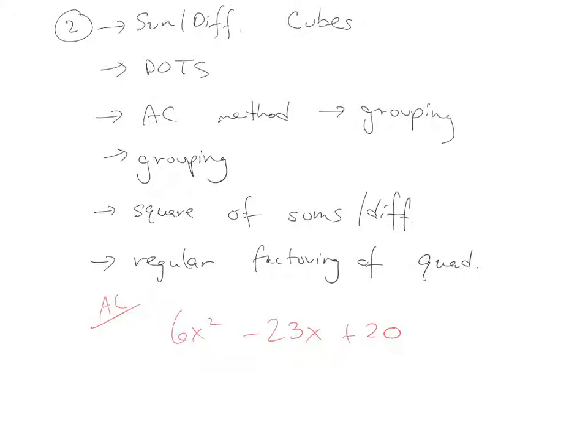Since it was George's favorite, let's see if George remembers how to start it. What do we start with, George? You know, 6 times 20, you get 120, and then you find the factors of it that add up to... -23. Okay, so meaning factors of 120 that add up to -23.